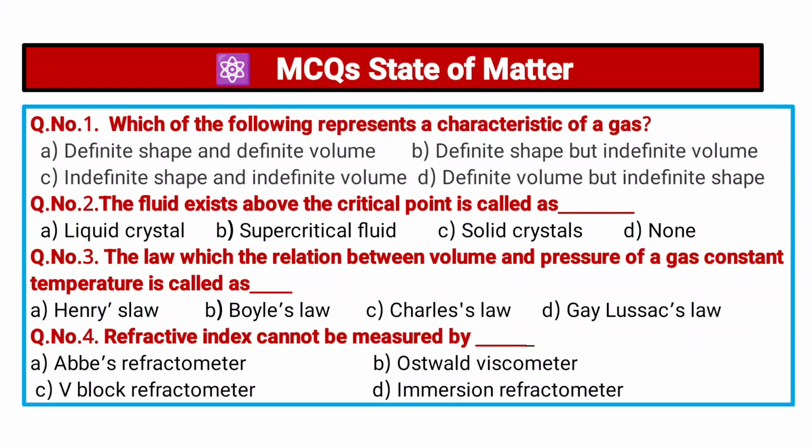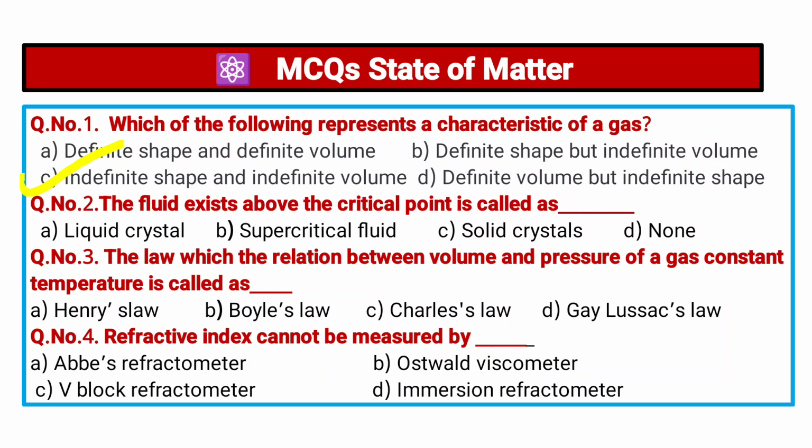Let's turn to the multiple choice questions. State of matter. First question: which of the following represents characteristics of gas? Option A, definite shape and definite volume. B, definite shape but indefinite volume. C, indefinite shape and indefinite volume. D, definite volume but indefinite shape. So option C is correct: indefinite shape and indefinite volume of gas.